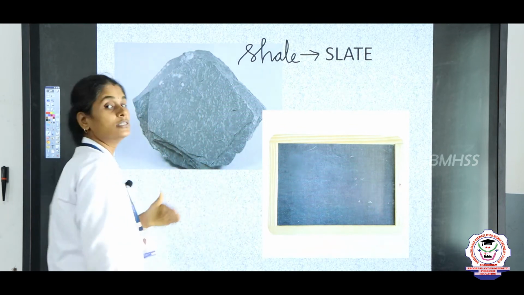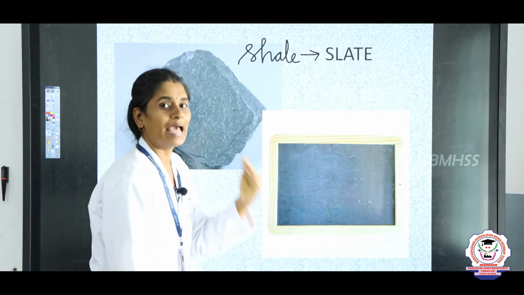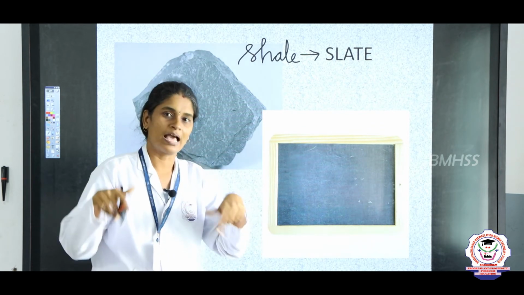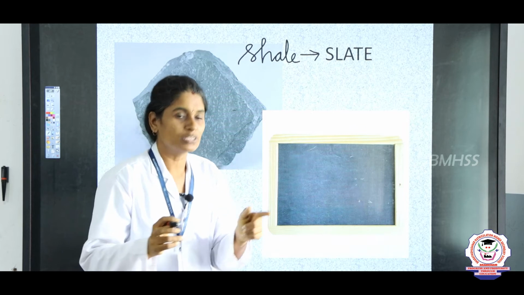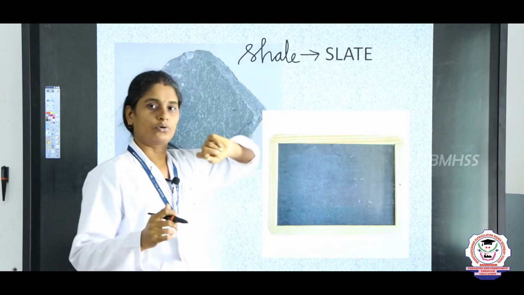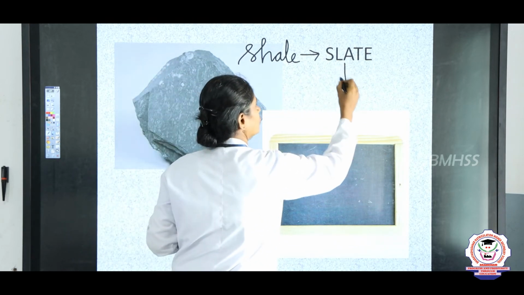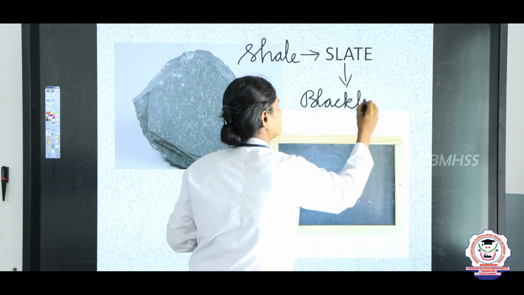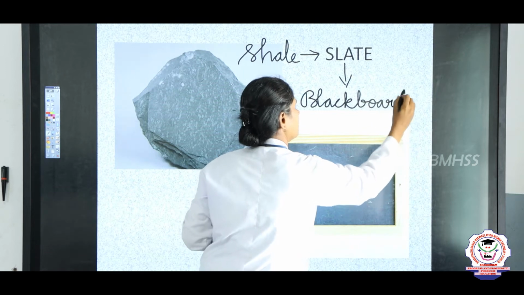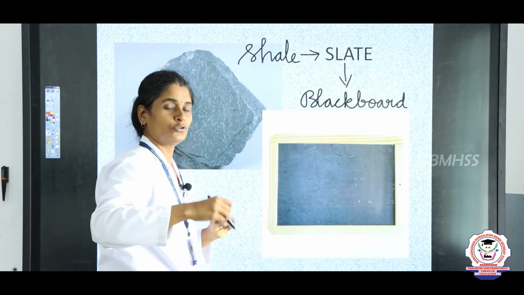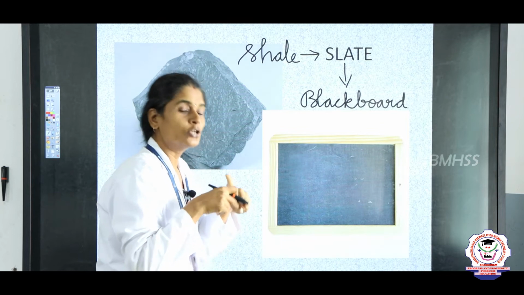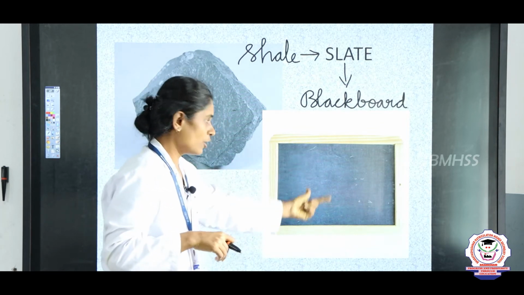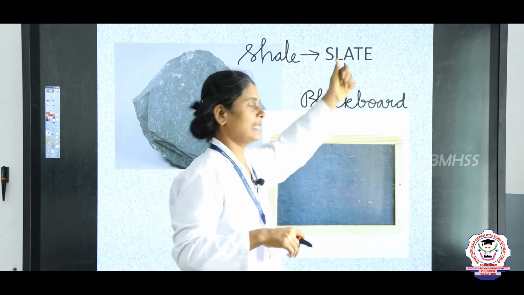And this slate is used in making blackboards. So we have a blackboard, right, your classroom will have a blackboard, right? So that blackboard is made of slate rock. So slate is used in the making of blackboards, and also maybe in your LKG, in your lower sections, you must have been using the slate, right? So handheld writing boards, right? So this is also made from slate.